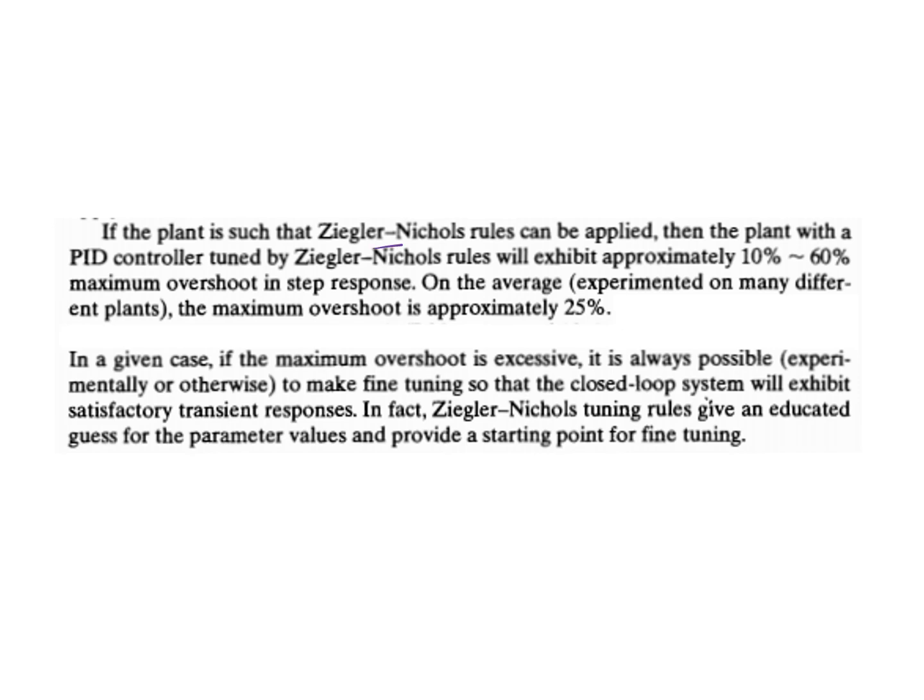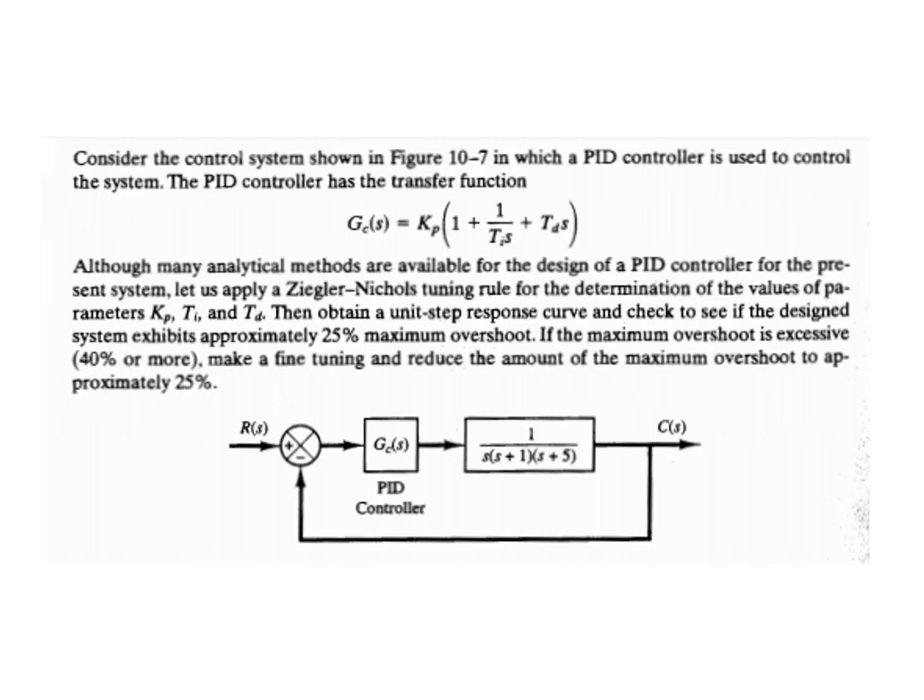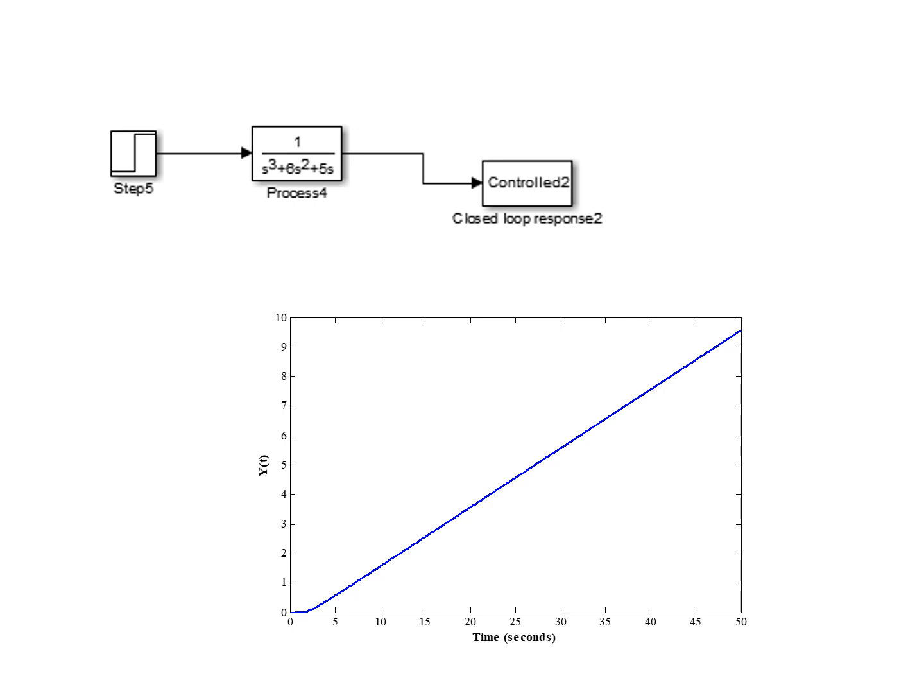So Ziegler-Nichols, we have already discussed. The maximum overshoot is approximately 25%. So we are going to check that. For that, we have taken one system, 1 by s into s plus 1, s plus 5, and then we have a PID controller. So let's check. This is the process. We have given one step signal. This is the response, so you have an S-shaped curve. So you can use the Ziegler-Nichols first method. And then we'll check whether sustained oscillations are happening with this method.